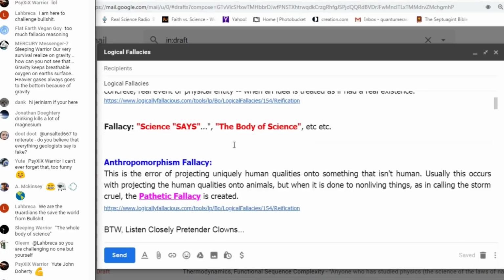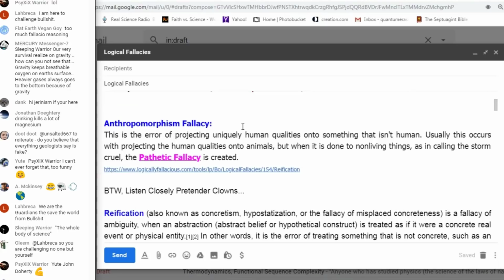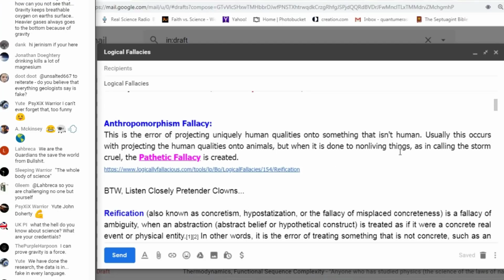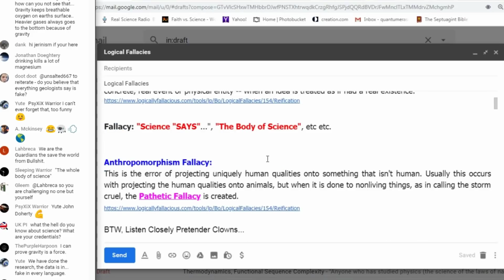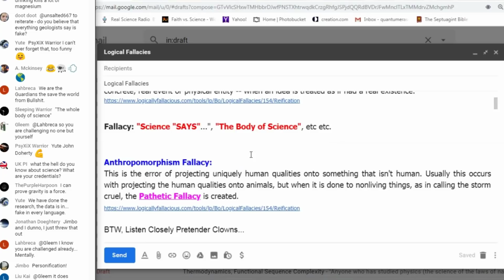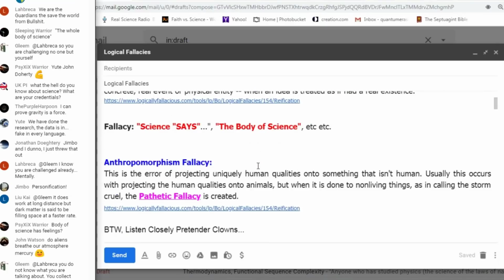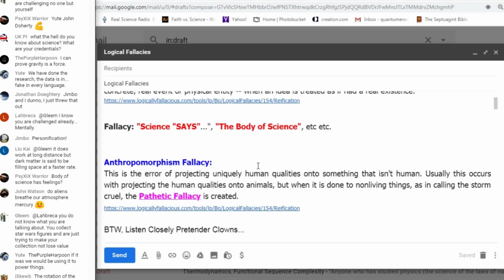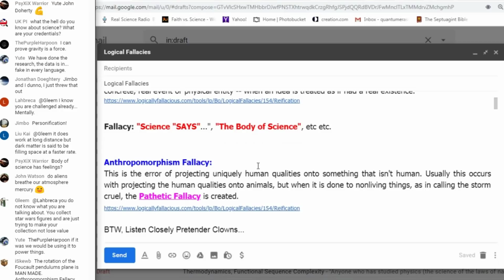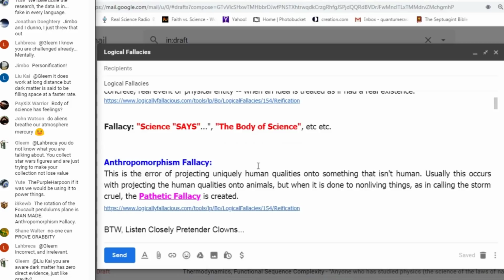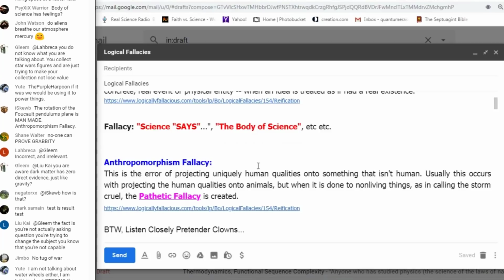So let's go over anthropomorphism. This is an error of projecting uniquely human qualities onto something that isn't human. Usually this occurs with projecting human qualities onto animals. But when it is done to non-living things, as in calling the storm cruel, the pathetic fallacy is created, right? So, like I said, you could categorize these under different subterms under the reification fallacy, but in the end, it falls under the umbrella of reification. So, for example, if I'm talking about a cherry tomato that's suspended in oil, and I say that cherry tomato is quite happy where it is. Yeah, I think you said it yesterday, and I said reification fallacy because of the happy cherry tomato. That cherry tomato's not happy. That's a human quality. Indeed.